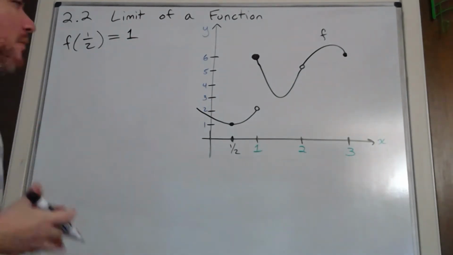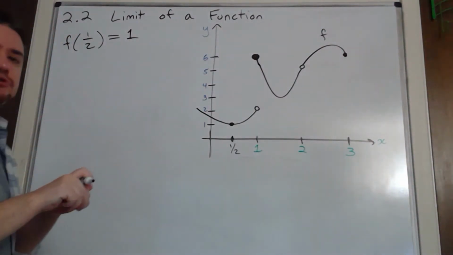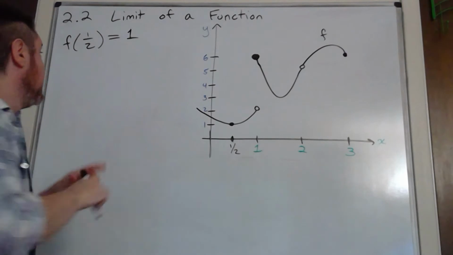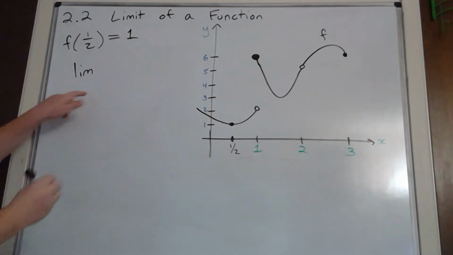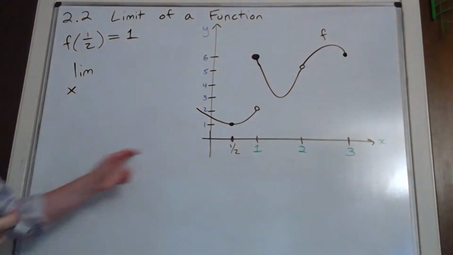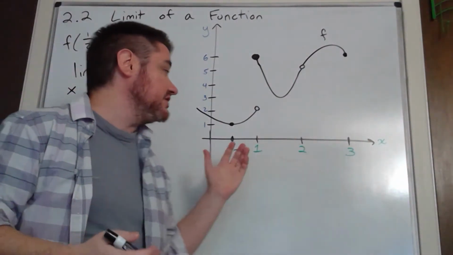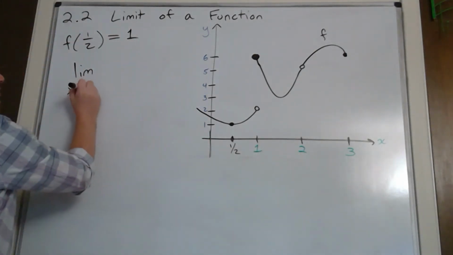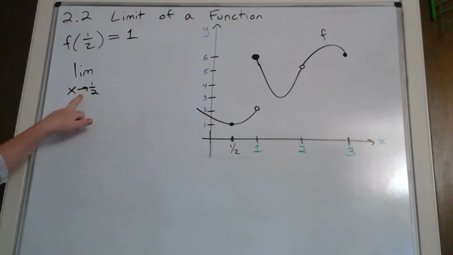Okay, what if I want to talk about the limit? Limit comes along with its own notation. I'm going to write lim, and then underneath there x. Since x, we call this the independent variable, right? The one that we're choosing to plug into a function. The limit as x approaches the value of 1/2. Okay, so that's how you read this arrow pointing to the 1/2.